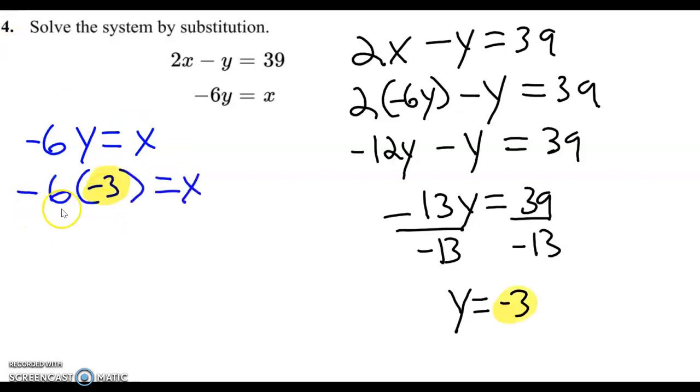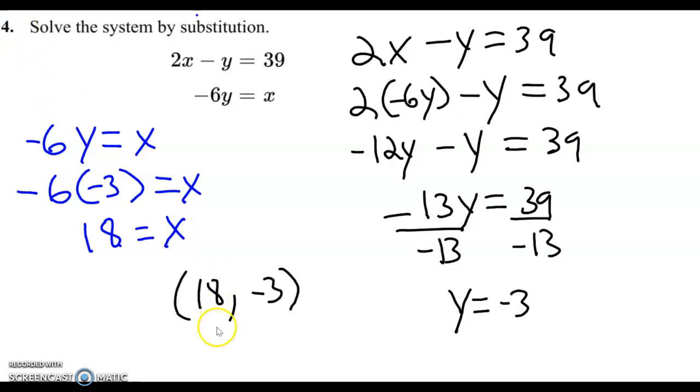I've got negative 6 and negative 3. Negative times a negative is a positive. 6 times 3 is 18. So x is equal to 18, and my ordered pair is 18 and negative 3. Make sure when you write the ordered pair that you put the right letter first. Put x and then y.